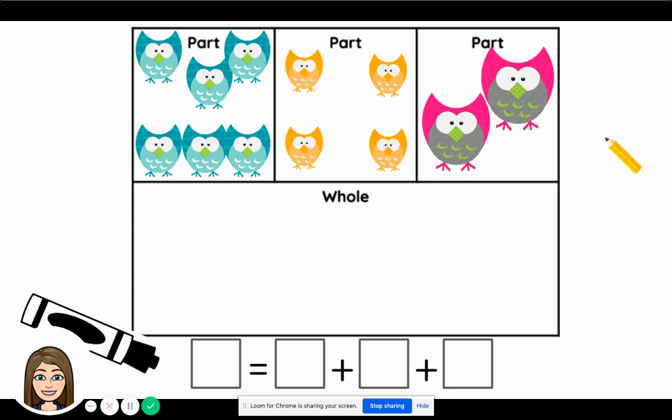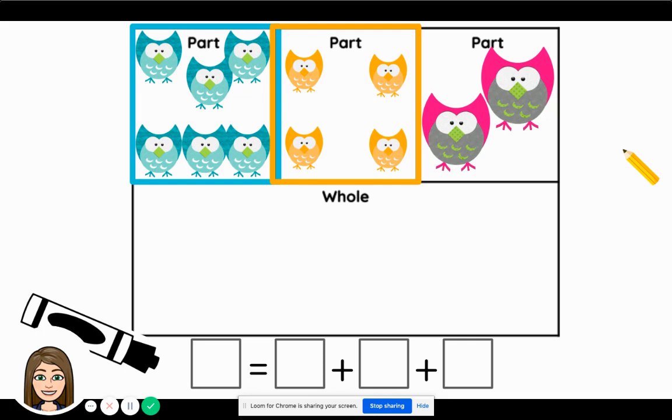Take a look at the work map. Turn and tell someone at home what you know. If you said there are 3 parts, you are correct. The first part shows me that I have 6 blue owls. The next part shows me I have 4 orange owls. The last part shows me I have 2 pink owls.